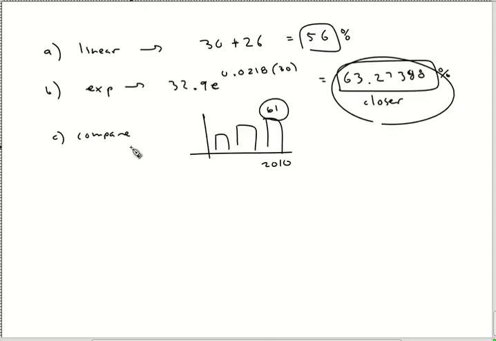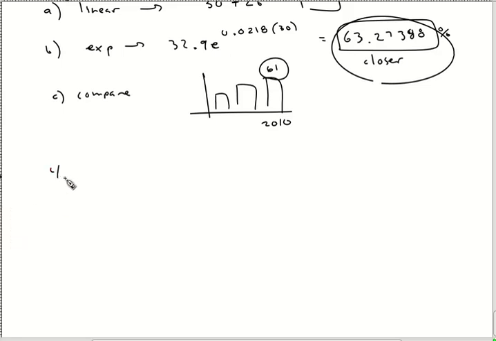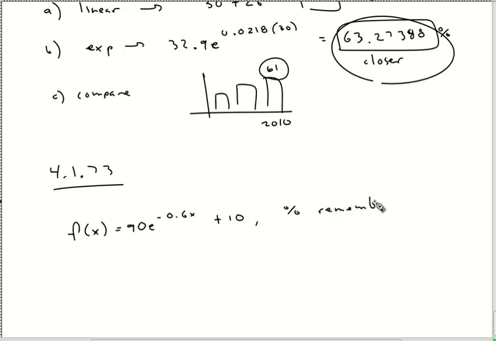So, next one. I have 4173. I actually kind of like this problem. It's a fun little word problem. Okay, so I have 90 e to the negative 0.6x plus 10. They give you this formula, and they say that this is the percentage of information remembered by somebody x weeks after they learn it.